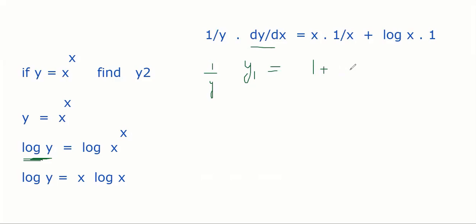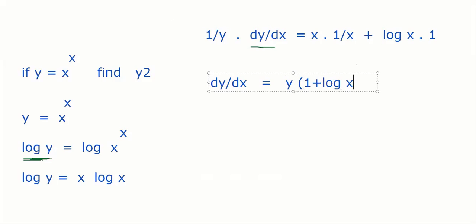Let me write in a keyboard, so this becomes dy by dx. Okay, I bring y to the right side: dy by dx equals y into 1 plus log x. So tell me, everybody okay on this till now, right Usha and everybody? Yes, dy by dx equal to y times 1 plus log x.